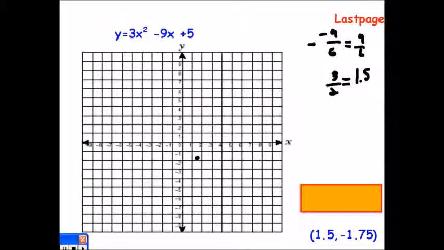Just like before, to find the y-intercept of the parabola, I'm going to let x be 0, so this all goes away. So I'll see that y equals 5. That would be my y-intercept. And I'm going to go ahead and go with one more point.